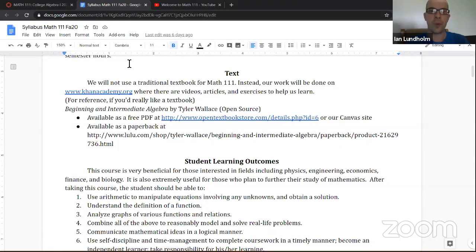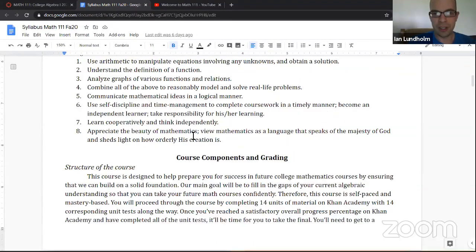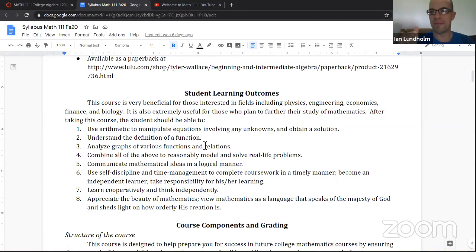So yes, we're going to be primarily using Khan Academy. There's not really a textbook for this course. There are a bunch of student learning outcomes. For this semester, let's focus on trying to master some math content, and please be willing to get help from me and to talk with me regularly about how things are going.